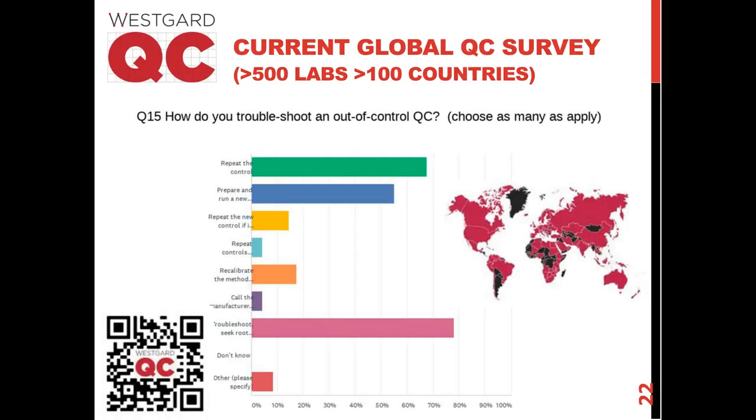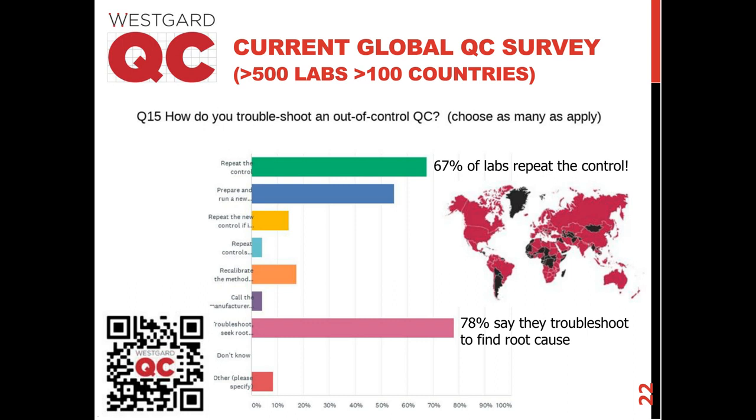And this matches up pretty close to what we see globally. We see 67% of labs worldwide are repeating the control. 3/4 say they also will troubleshoot and find the root cause. That's most labs being willing to say, well, we know what we should do is troubleshoot and find the root cause. And then we had an additional 4% say they will repeat the control just as many times as necessary until it falls back in.